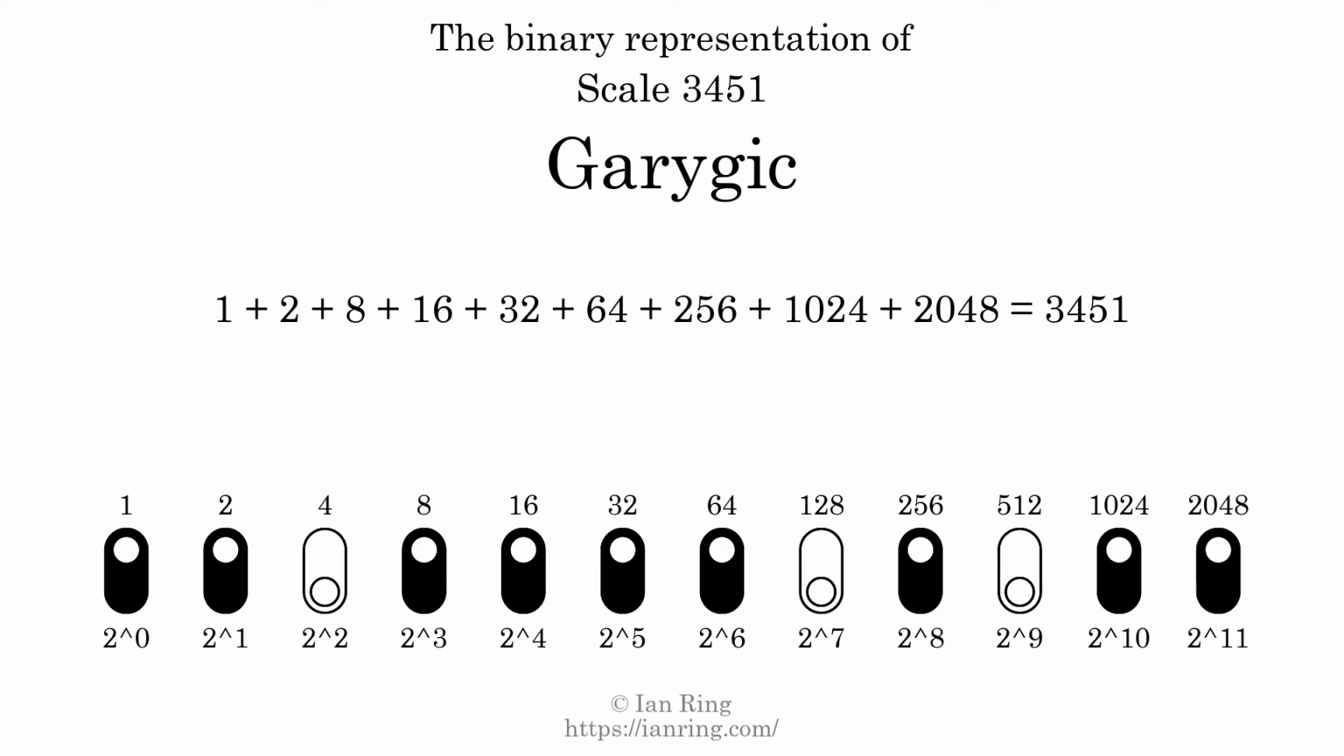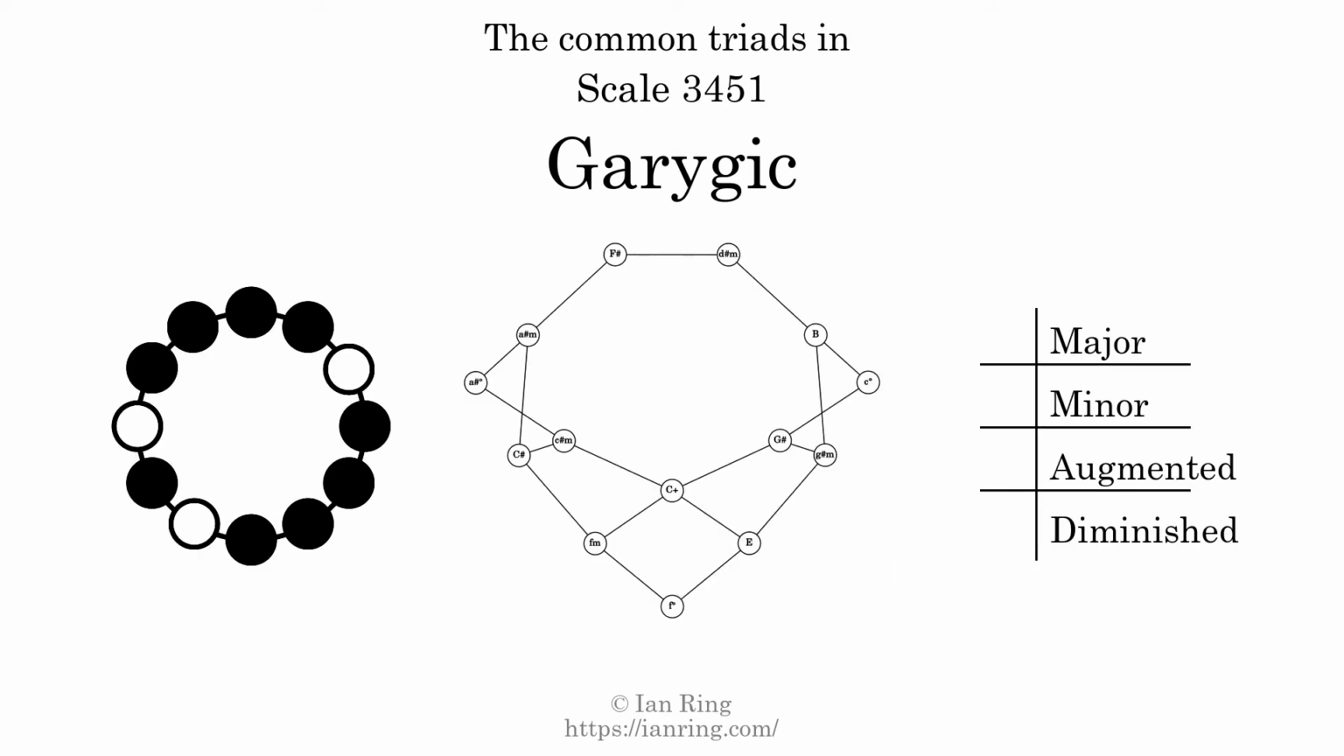3451. The scale number not only enumerates the scale with a unique index, but it also literally describes the tonal content of the scale. Represented as a binary number in base 2, the scale number is 1101011111011. Here are the common triads present in this scale.